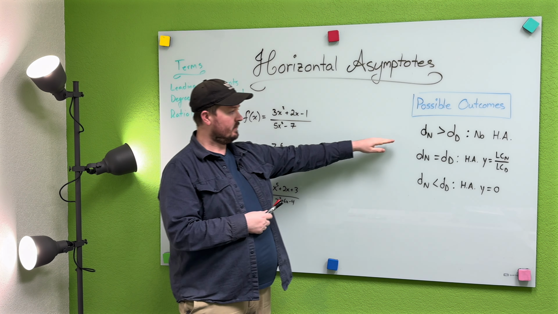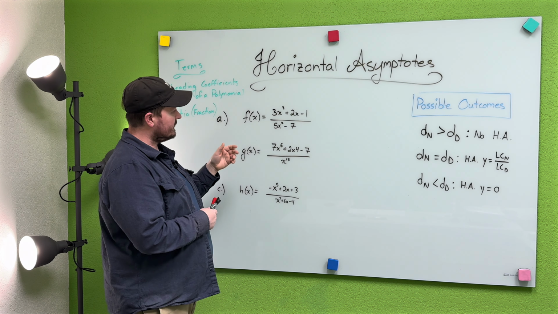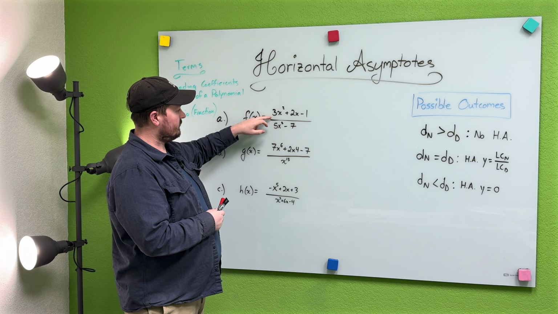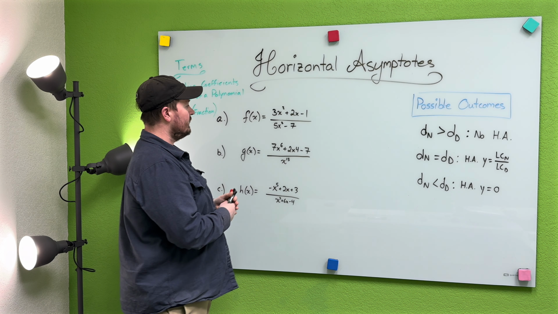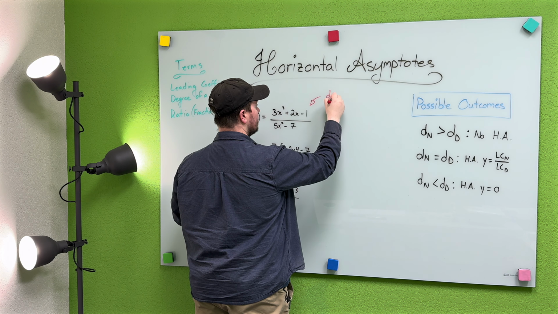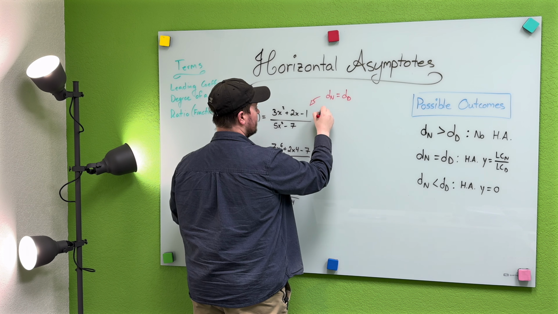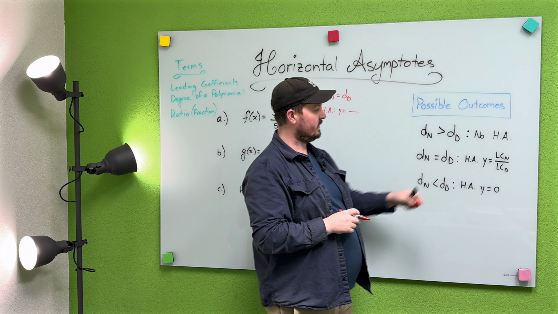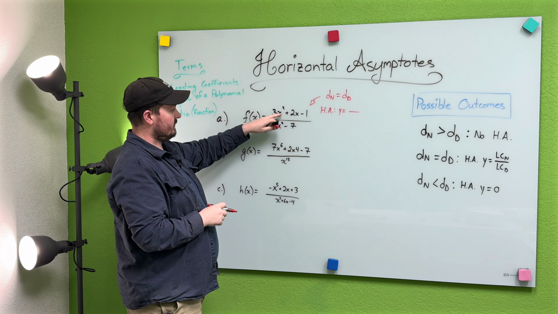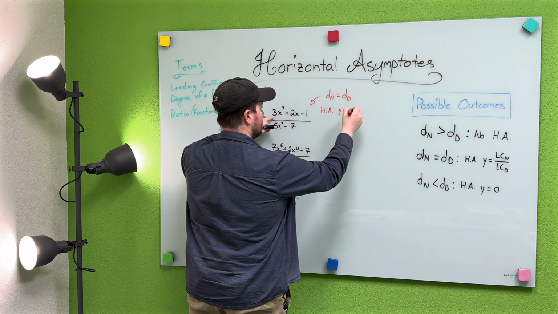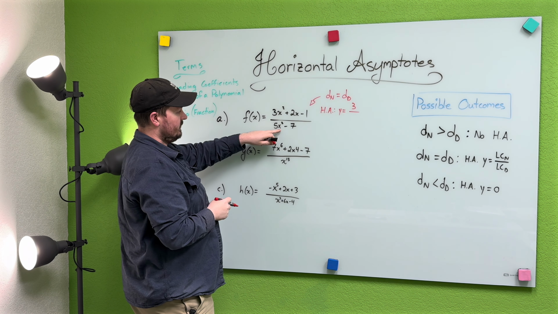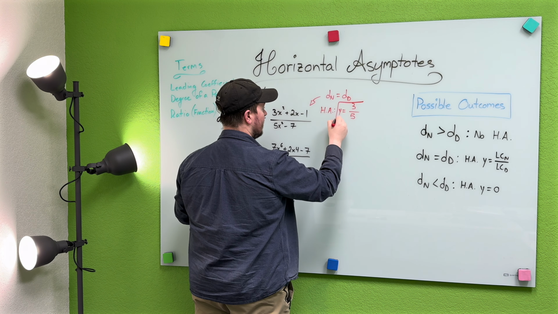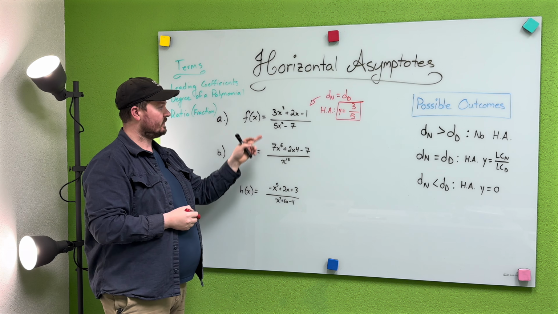So step 1, we need to look at the degree of the numerator and the degree of the denominators. So we see for this first example A, the degree of the numerator, the highest power on x is 2. The degree of the denominator, the highest power on x down here, is also 2. So in this instance, the degree of the numerator is the same as the degree of the denominator. So that tells us our horizontal asymptote is going to be the equation y equals. Now we need to take the leading coefficient of the numerator. So the number in front of the term with the highest power on x, the coefficient is 3. The coefficient in front of the term with the highest power on x in the denominator is a 5. So the equation for the horizontal asymptote is y equals 3 over 5. That's it for this first example.